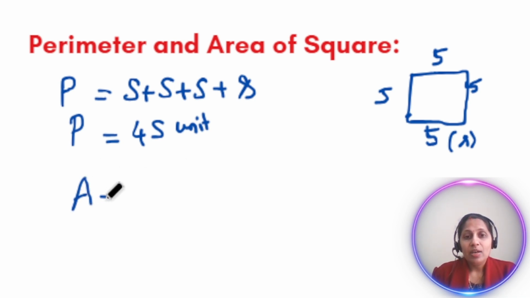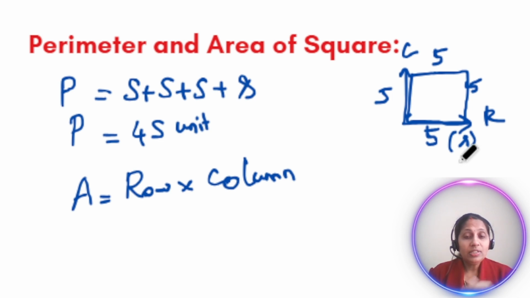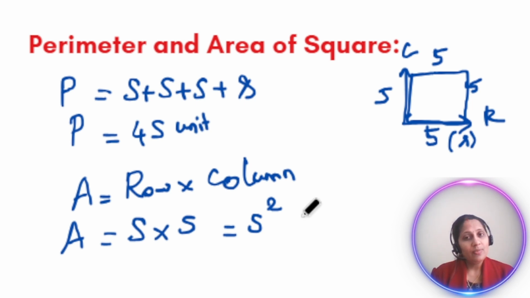Now area. For area, always remember a common formula, which is row times column. What is meant by row? The horizontal length is called the row, and the vertical length is called the column. Since both the sides are the same, the row and column will both be equal to the side length. So what is the area of a square? It is simply side into side, which is nothing but side squared. It can be S, it can be A, whatever variable you put, accordingly you can get the area.